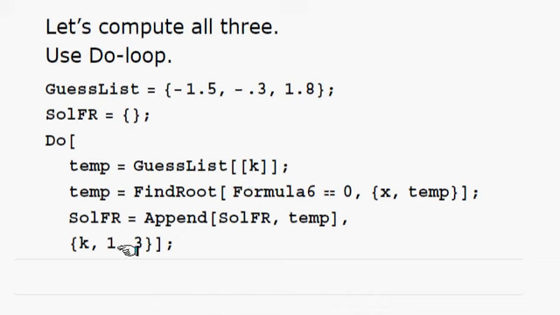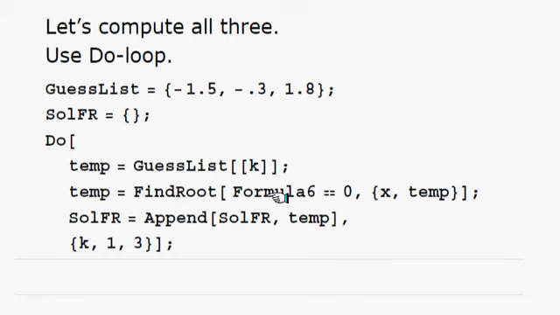When k equals 1, this list double bracket 1 will pick up the first value, negative 1.5, and store it as temp. That's the name of the variable I'm going to use; you can use a simpler one. In the next line, we use that temp value to find the root. Formula 6 is the equation that is defined earlier, set equal to 0, and we find a root that is closer to this temp value, which is assigned here. We use the same variable again, because keeping that temp here is not important.